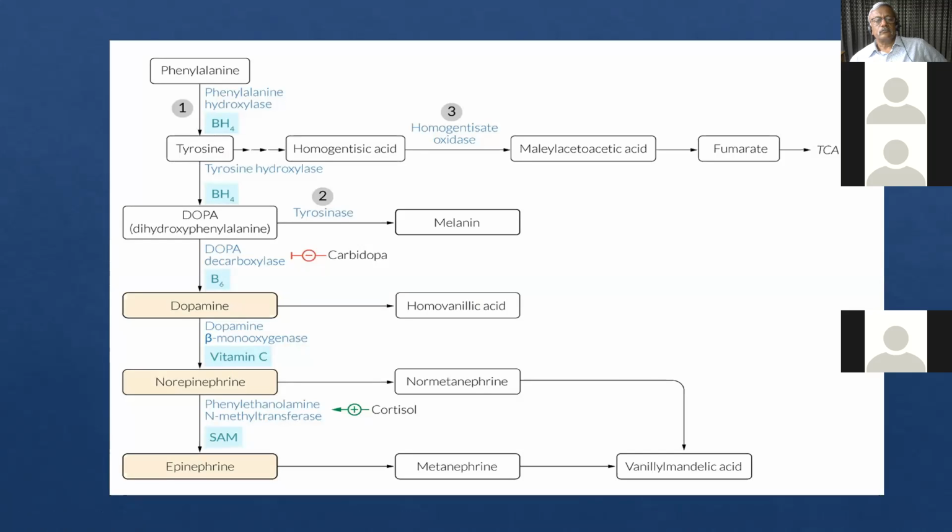The catecholamines are produced from amino acids like phenylalanine through various steps. Phenylalanine is converted into tyrosine. From tyrosine, it is converted into dopa, and from dopa, it is converted into dopamine, norepinephrine and epinephrine. The catabolism of these catecholamines: dopamine produces homovanillic acid, norepinephrine produces normetanephrine and vanillylmandelic acid, and epinephrine produces metanephrine and vanillylmandelic acid.